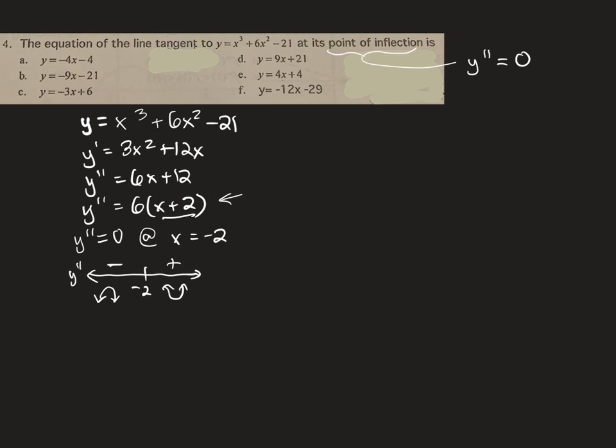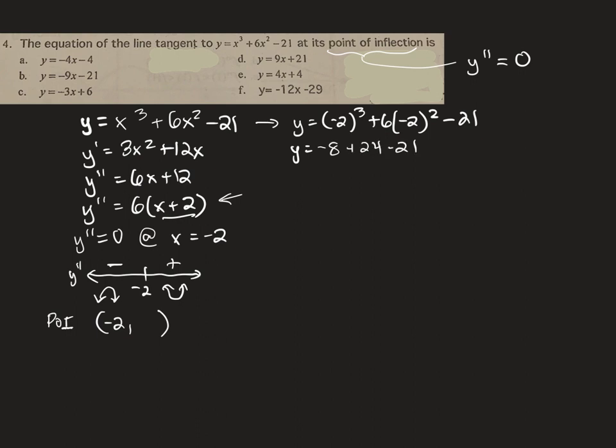So it does change concavity there, which means our point of inflection would be at negative 2 comma, we need to figure out the y-coordinate. So let's go up here and figure out our y-coordinate. When x is negative 2, we sub that into our original function. That's how we're going to get our y-coordinate. And that would be negative 8 plus 24 minus 21, which is negative 5, I believe. And that means our point is negative 2 and negative 5.